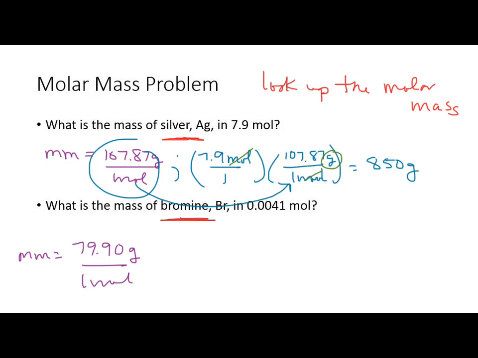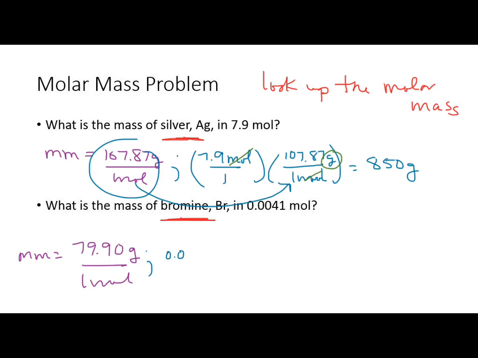And go ahead and work this. So it seems like we're going to have significantly less than, since it's less than a mole, we're going to have less than 79.90 grams. So actually, if we take 79.90 times 0.0041, that would work. But here's what it looks like using the factor label method.